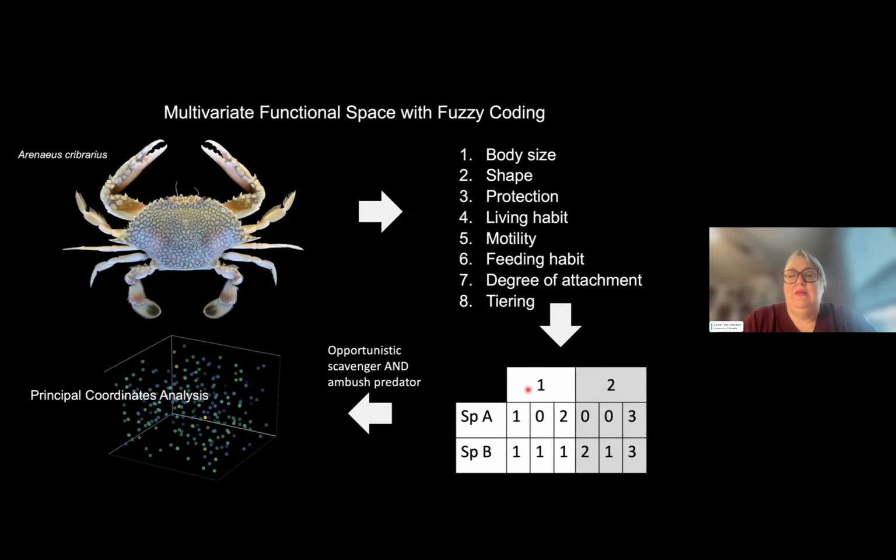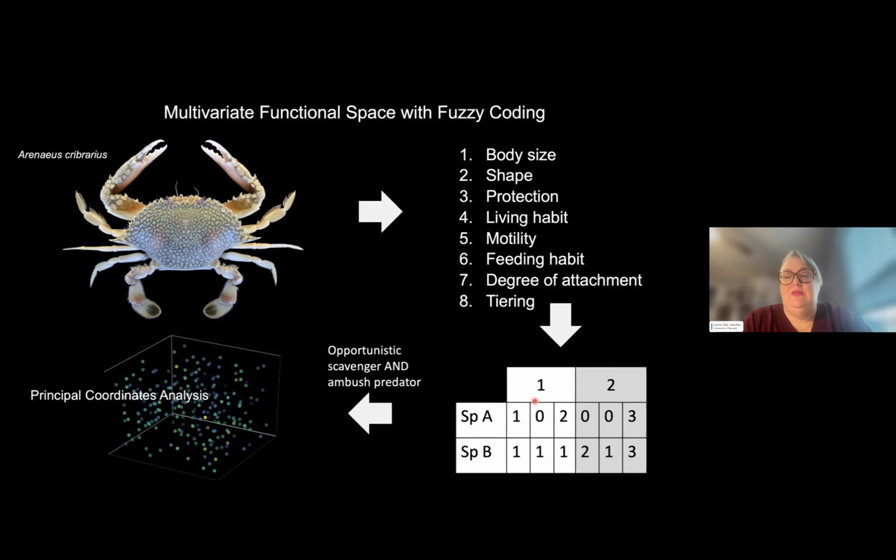And I also was able to consider that many organisms don't just do one thing, right? So in the classical approach, you have to pick one feeding method, for example, one life habit for an organism. This crab, though, doesn't just do one thing. This particular species of crab, and in fact, the other one I showed you as well, has more than one feeding type. So this crab is an opportunistic scavenger and an ambush predator. So if I just called it a predator, it'd actually be missing some of its ecology. And with fuzzy coding, I can account for that.